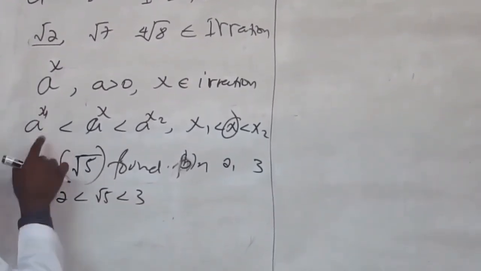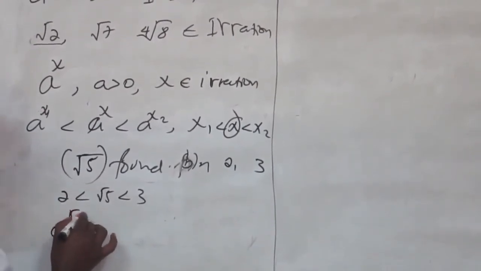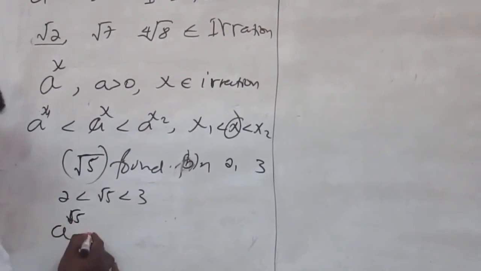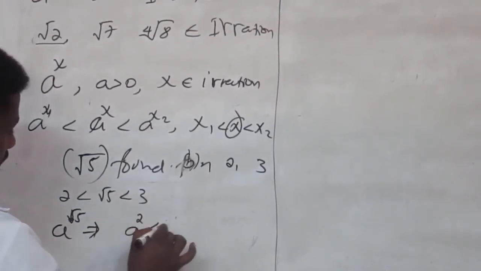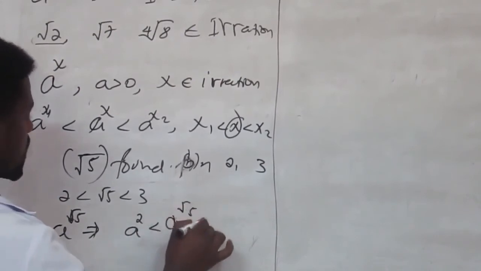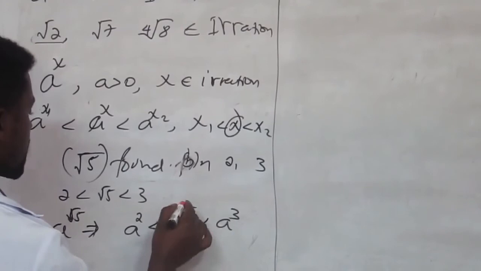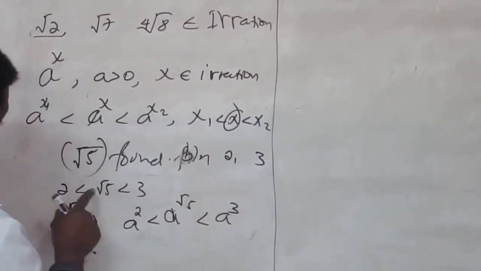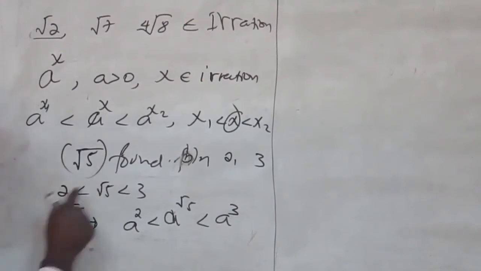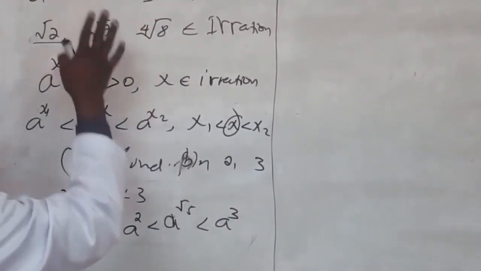So whatever the value of x, if you have a to the power of radical 5, we can say this is between a to the power of 2, which is less than a to the power of radical 5, which is less than a to the power of 3. The number a to the power of radical 5 is found between a squared and a to the power of 3, because radical 5 is found between 2 and 3. That is how we can express irrational exponents.